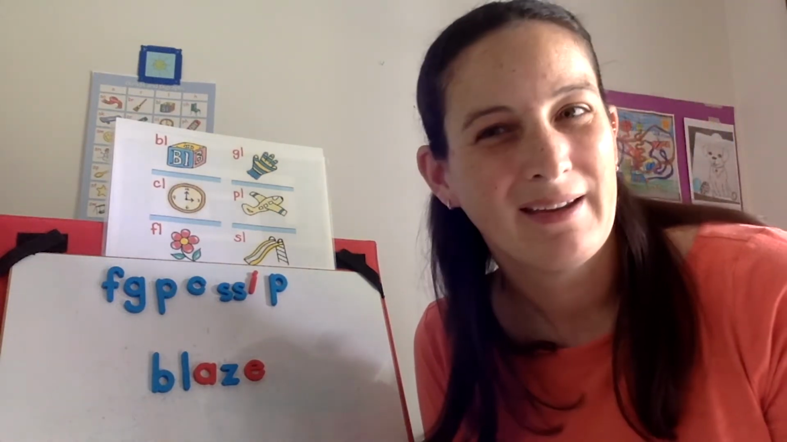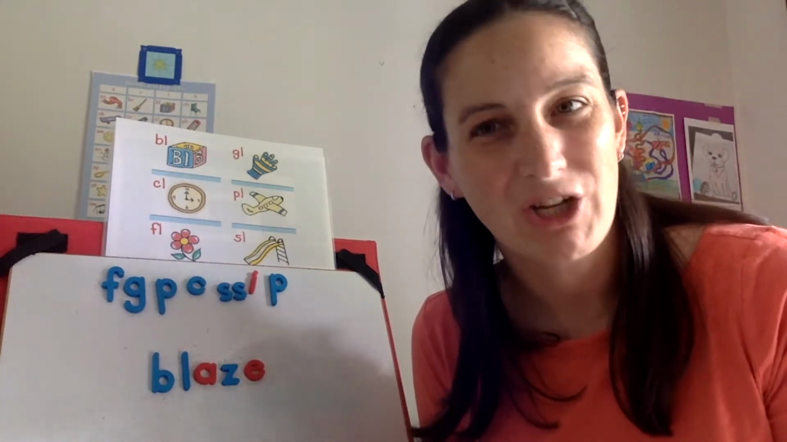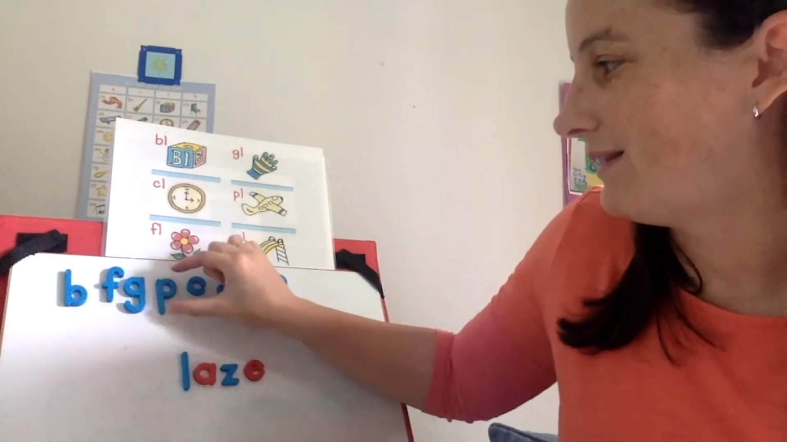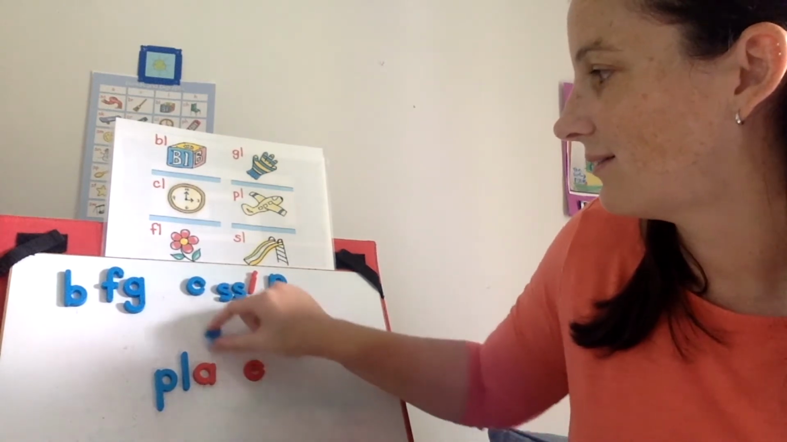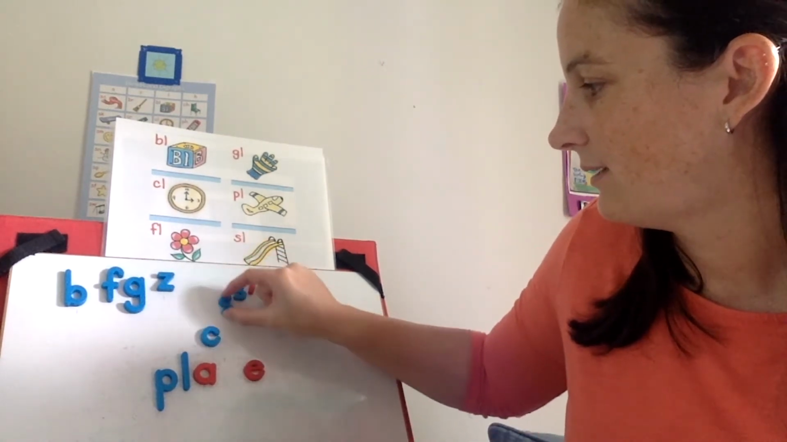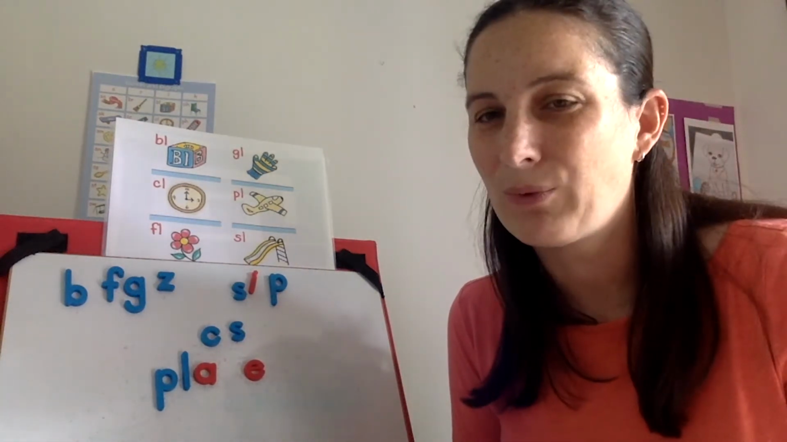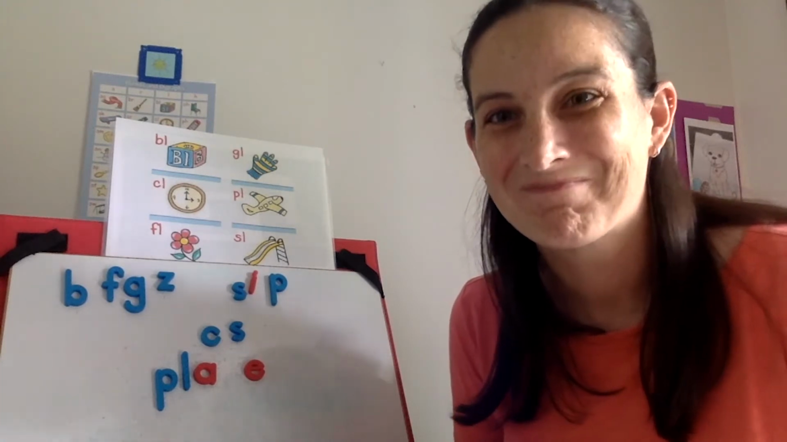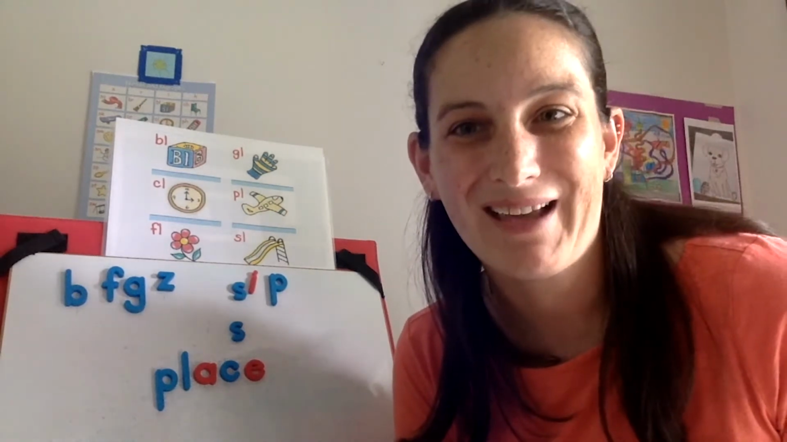Blaze. Last one has 2 changes. Can you turn blaze into place by changing 2 letters? You're right. We need the PL blend. A. It could be C. It could be S. Which one is correct for place? It's just like the word face. You got it. The C. Place. Be on the lookout for some L blends in your reading and writing.